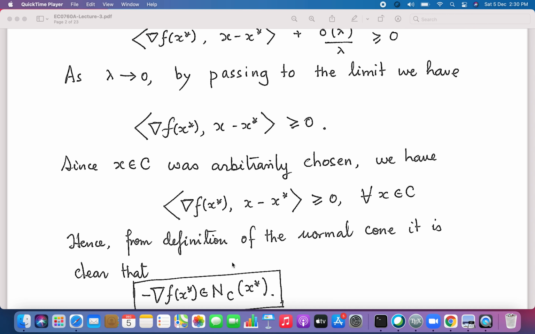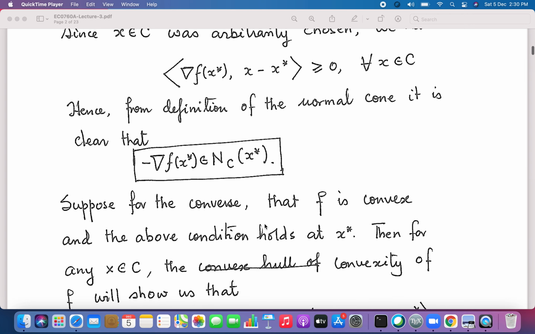Since x, an element of C, was arbitrarily chosen, this result can be made true for any x I choose in C. So what does it mean? It means that minus grad f(x star) has an obtuse angle with x minus x star for all x in C, which means that minus grad f is actually acting as the normal. That is exactly the definition of the normal cone: minus grad f is an element of the normal cone to C at x bar.